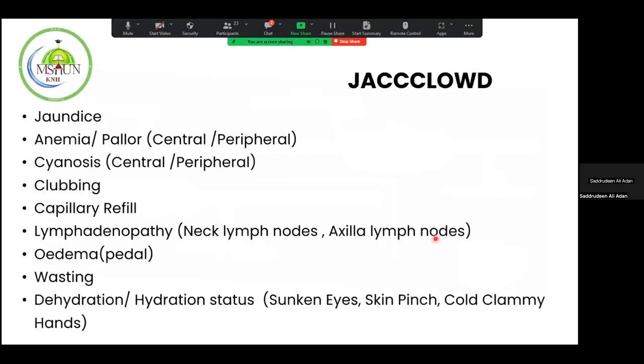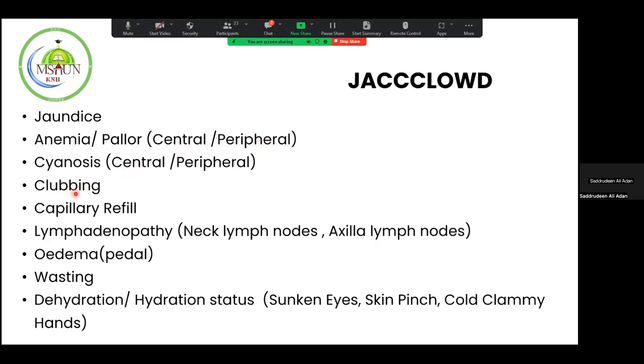Then now is when you come to the general examination, where many people have come across jaundice. Don't worry, we're almost done. I just didn't want to leave out any detail. For jaundice, you check for anemia or pallor. Make sure you check for central and peripheral pallor. Central means in the tongue, peripheral means in the fingers. Same with cyanosis. Check for finger clubbing.